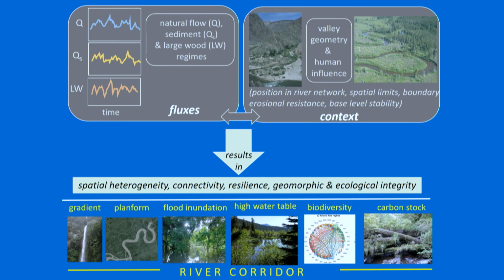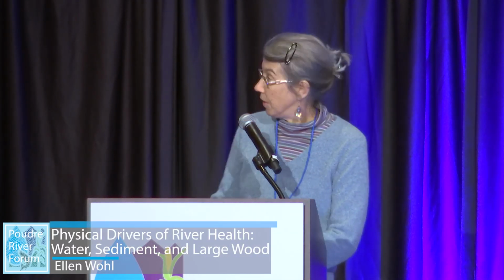The way the fluxes coming into the reach interact with the valley context determines the degree to which you have longitudinal connectivity going downstream, lateral between the channel and the floodplain, or vertical between the channel and the underlying hyporheic zone. Resilience, of course, would be how much the river corridor, so the channel and floodplain, change in response to human or natural disturbances, and how quickly they recover to pre-disturbance conditions.